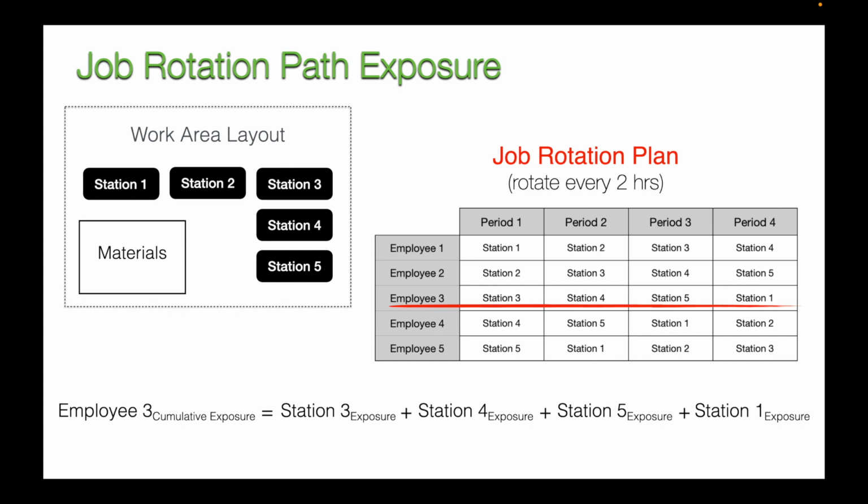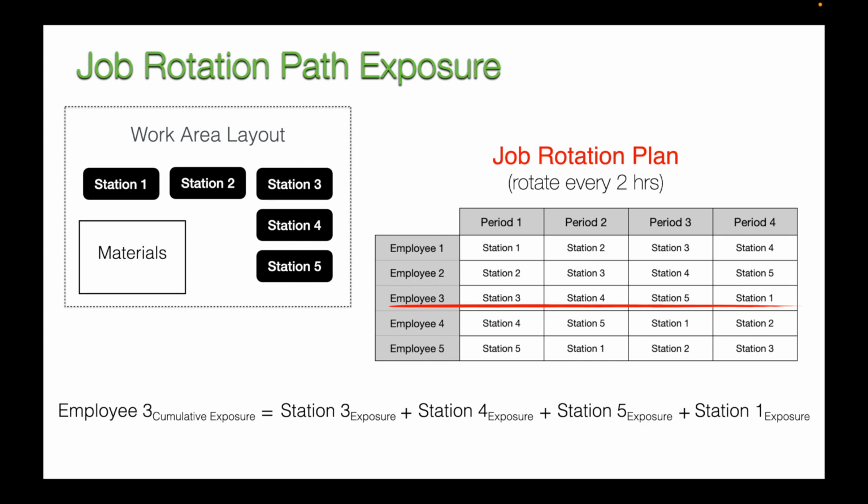And for example, a job rotation path exposure. We look at, say, we're in a plant and we see there's a work area layout. We have these different stations, and then we see there's a job rotation schedule. Every 2 hours, people rotate into a different station. Where their cumulative exposure, say of employee 3, is the 2 hours they spend at station 3, 2 hours at station 4, 2 hours at station 5, 2 hours at station 1. That's the actual job rotation path, and the individual's exposure is dependent upon where they've been.